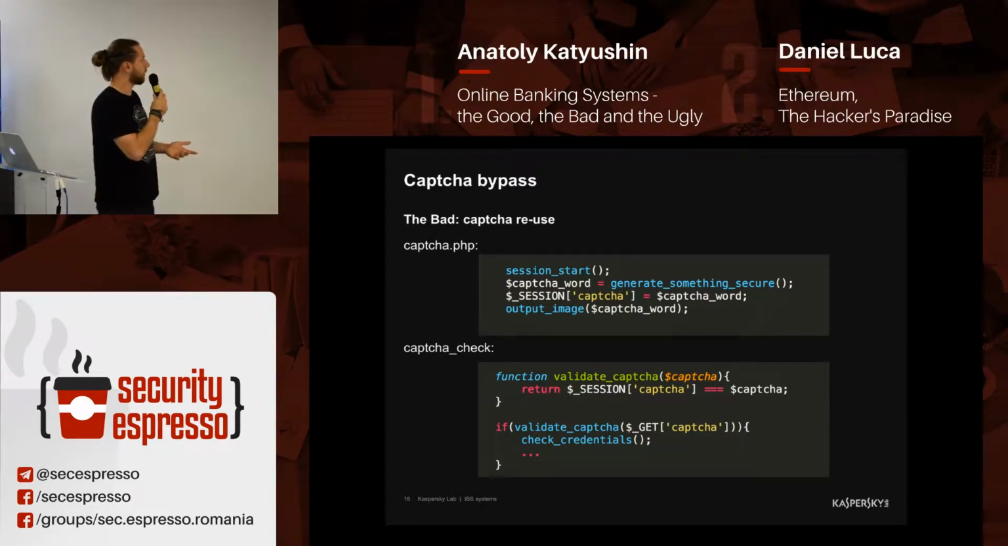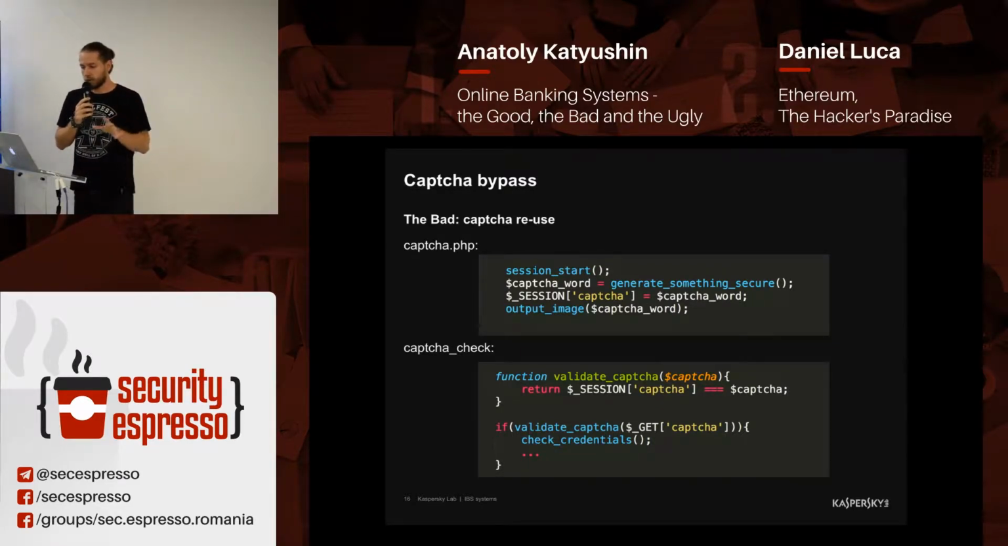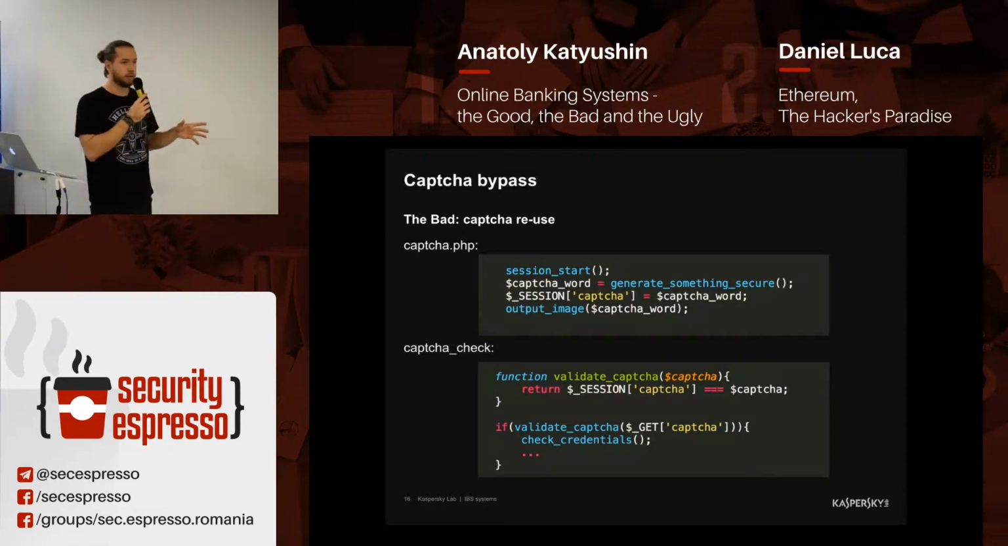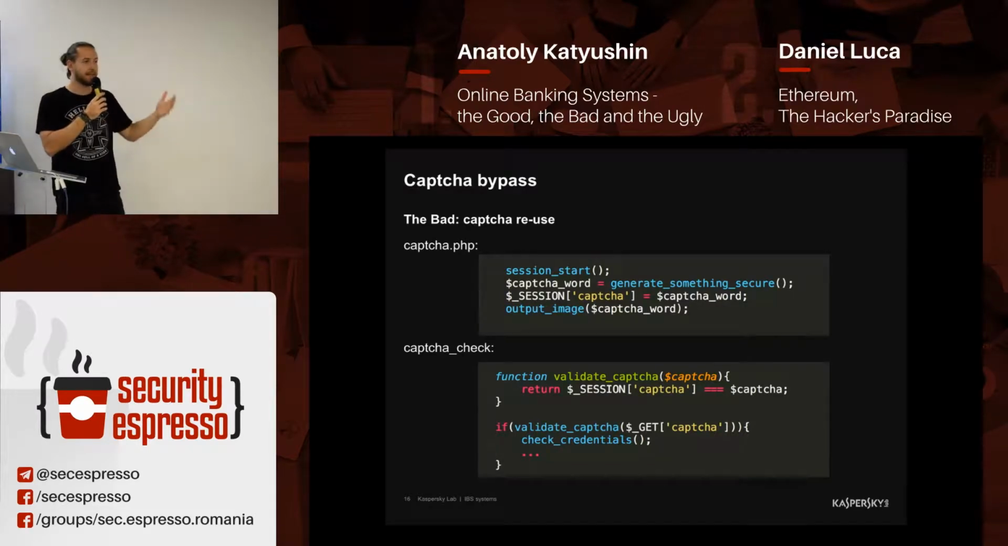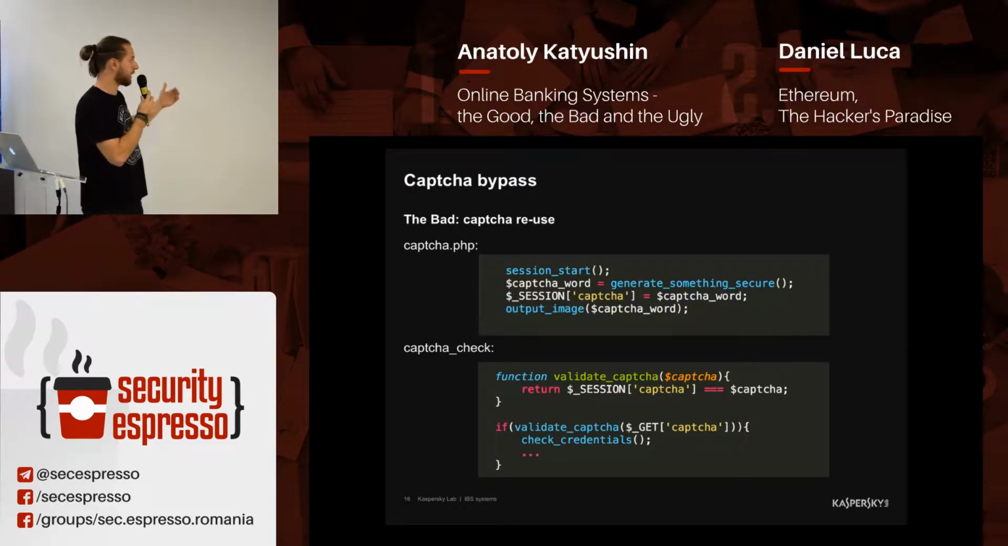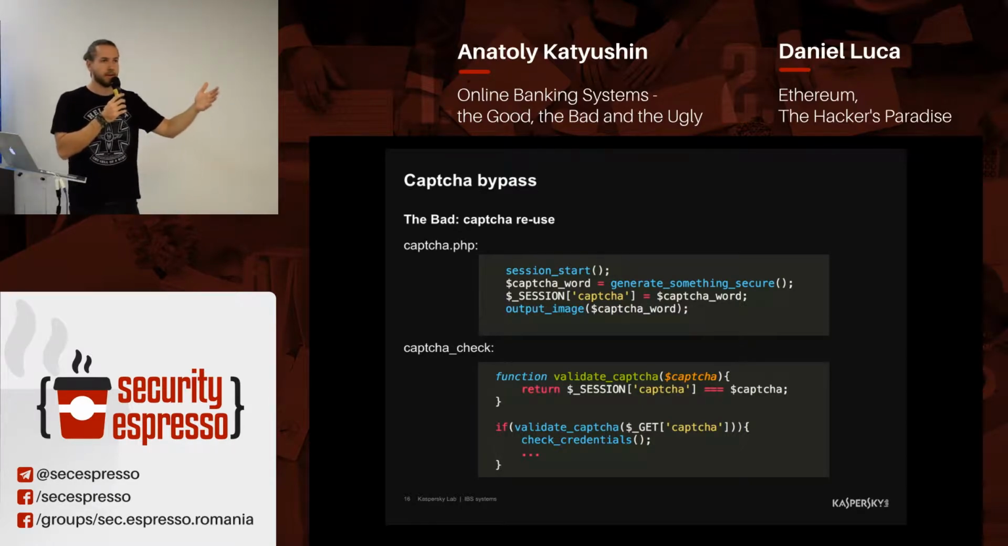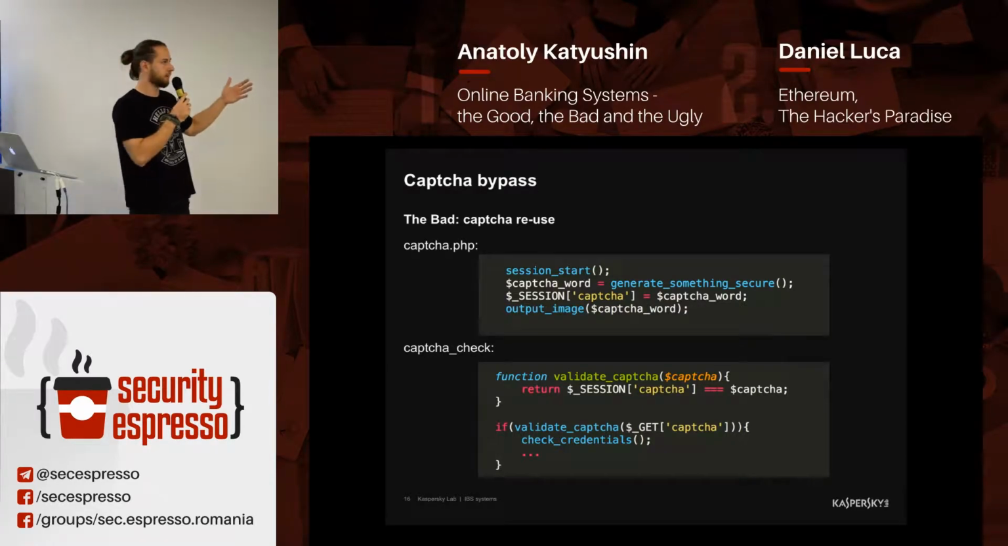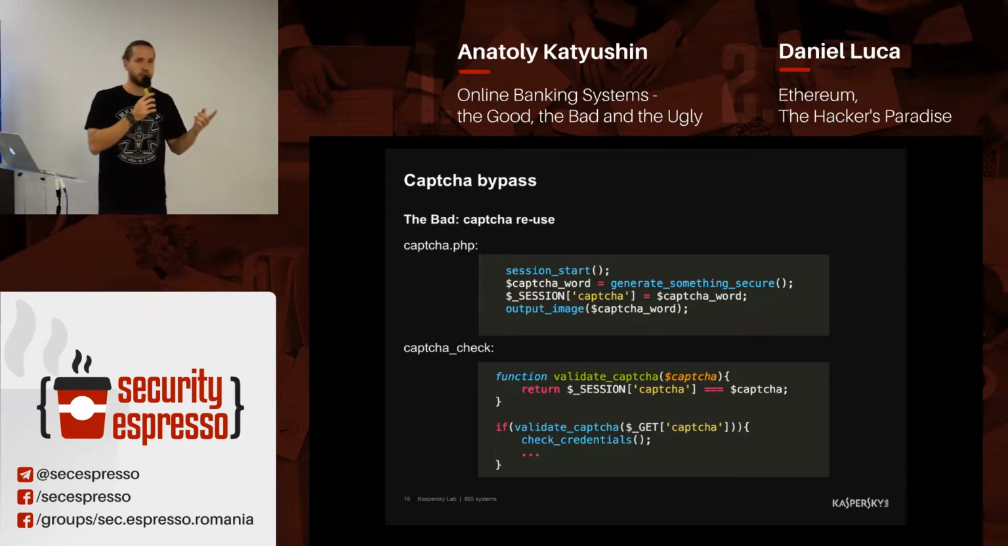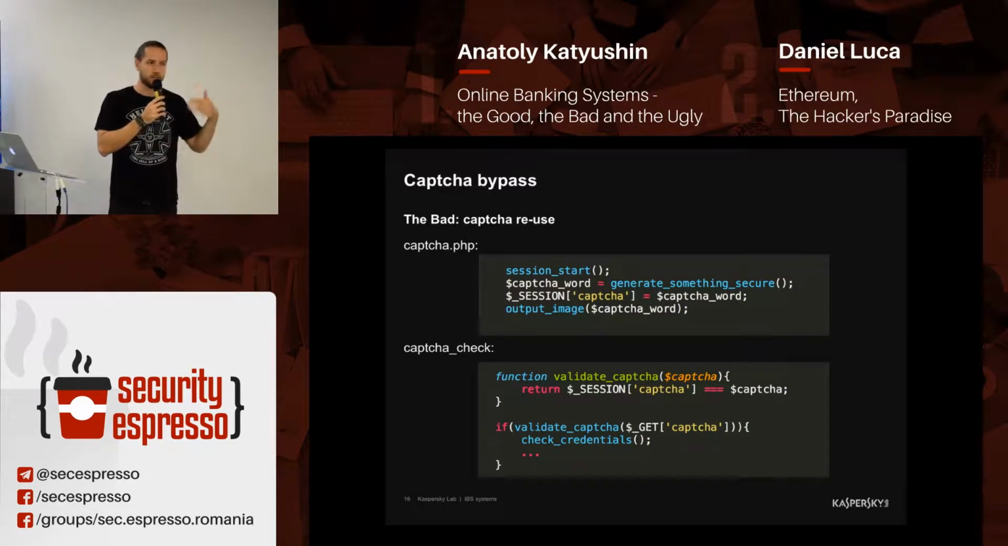For example, there can be CAPTCHA reuse. There is some session parameter, and when we check the CAPTCHA, this parameter is not unset. So to reuse this CAPTCHA, we just block all other requests to CAPTCHA. In this case, we need to recognize it only once, and then carry out our attack.